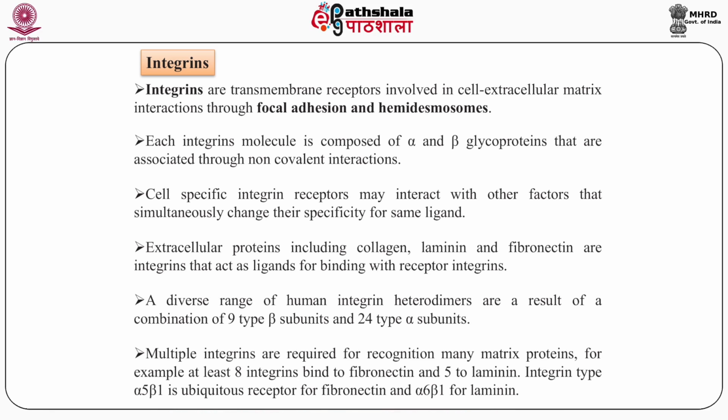Multiple integrins are required for recognition of many matrix proteins. For example, at least 8 integrins bind to fibronectin and 5 to laminin. Cell-specific integrin receptors may interact with other factors that simultaneously change their specificity for the same ligand. As cell attachment requires attachment with cytoskeletal protein and with the matrix protein, integrins act as a receptor for matrix components.